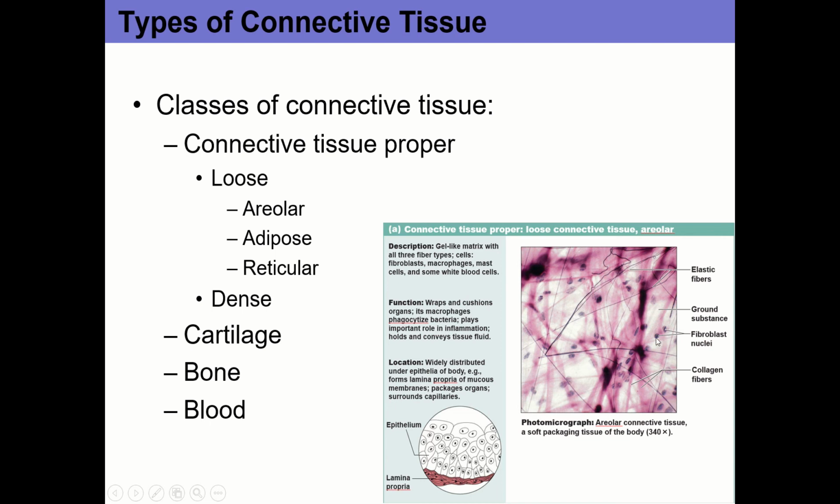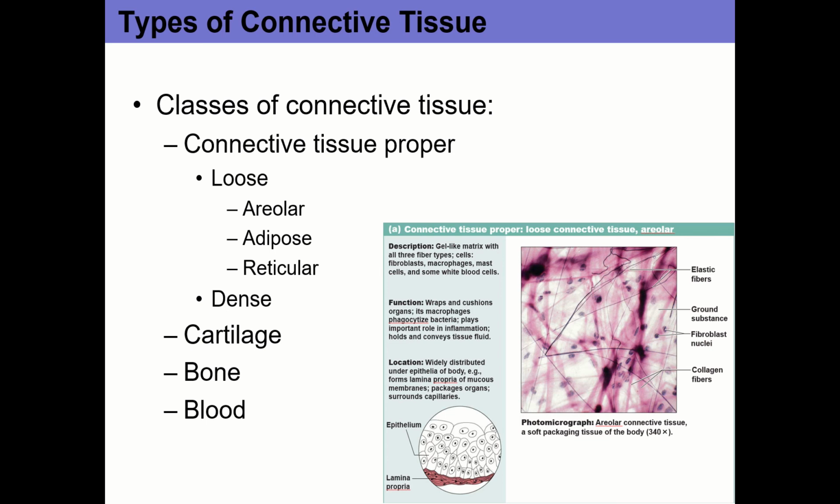And then you can see the fibroblasts. Again, the fibroblasts are going to be cells that generate that extracellular matrix, and importantly for us, they're going to generate collagen. As mentioned, areolar connective tissue is kind of this general packaging material that is found underneath the skin and around most of the organs in the body.